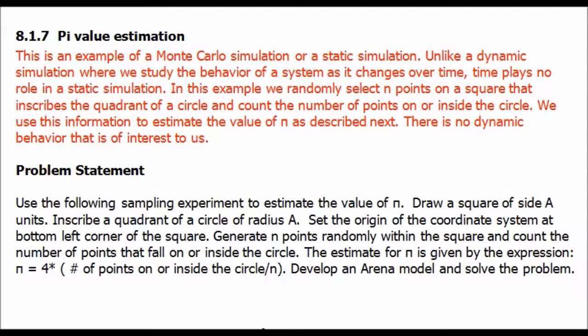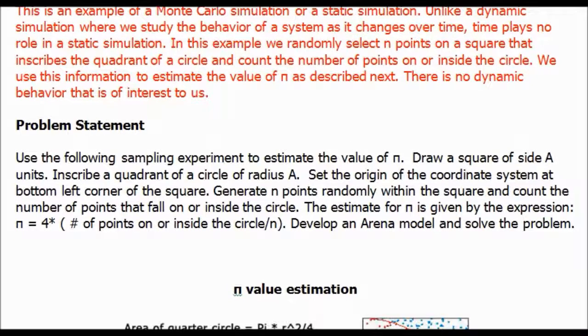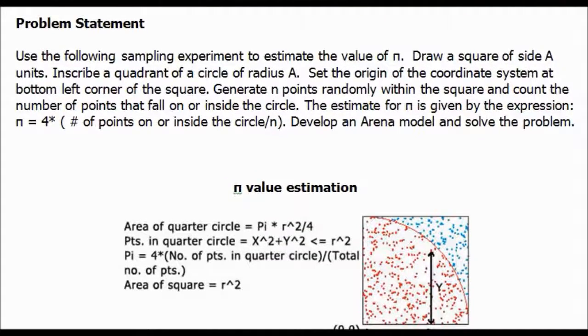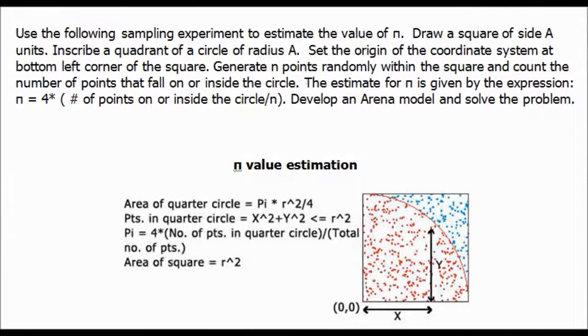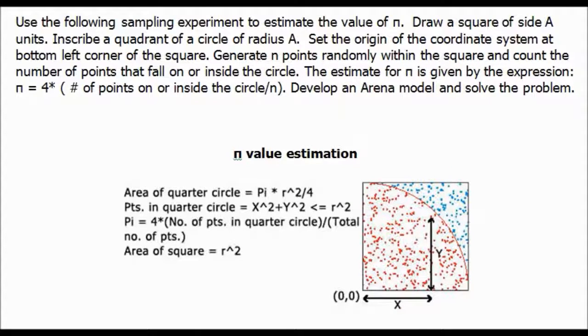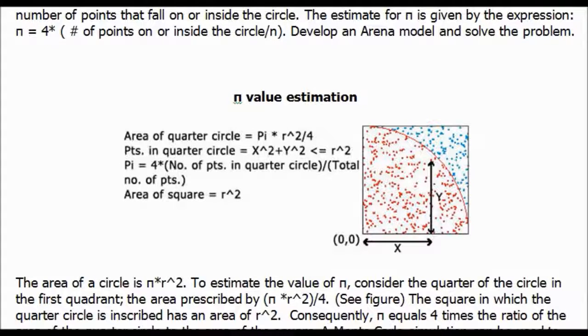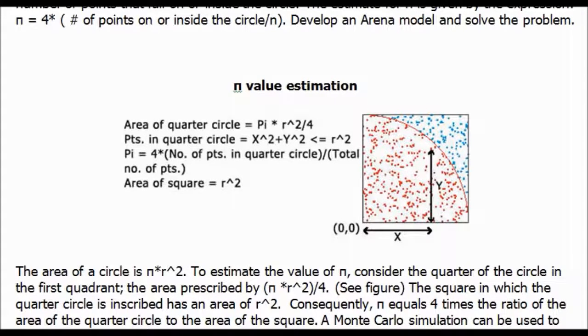Problem statement: use the following sampling experiment to estimate the value of pi. Draw a square with side of r units. Inscribe a quadrant of a circle of radius r. Set the origin of the coordinate system at the bottom left corner of the square. Generate 10 points randomly within the square and count the number of points that fall on or inside the circle. The estimate for pi is given by the expression pi equals 4 * (number of points on or inside the circle) / n. Develop an Arena model and solve the problem.